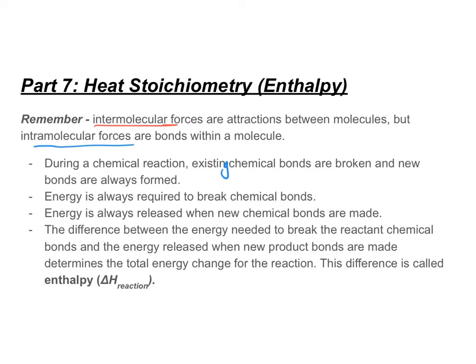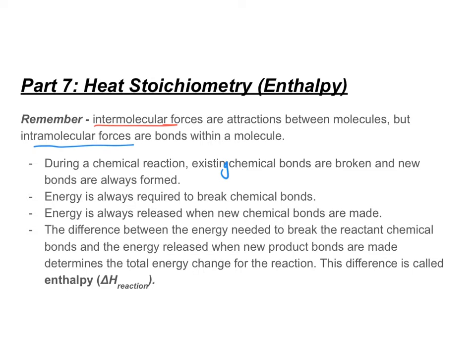Because we also talked about way back when we talked about bonding at the beginning of the year, the reason why atoms bond is so that they can lower their potential energy. So we put energy in to break bonds, and when bonds form, energy is released because atoms are going to a lower potential energy state to become more stable. And the difference between the energy needed to break the reactant chemical bonds and the energy released when new product bonds are made is something that we talk about in terms of the total amount of energy for the reaction. That difference is something that we call enthalpy.